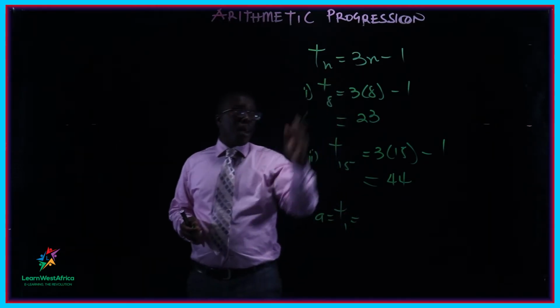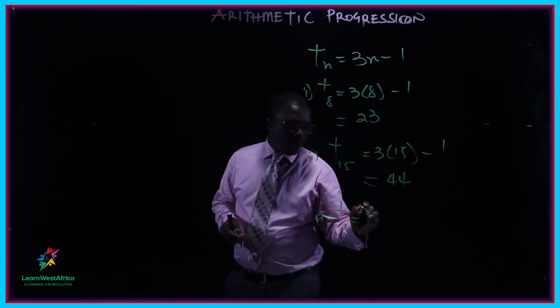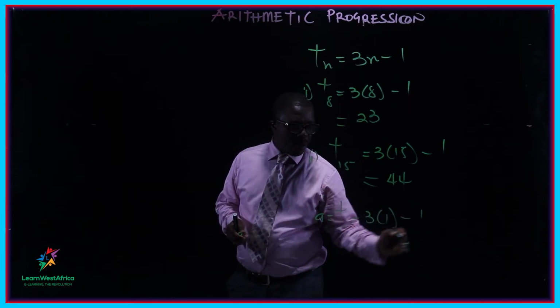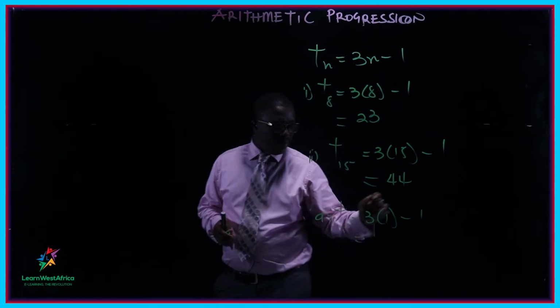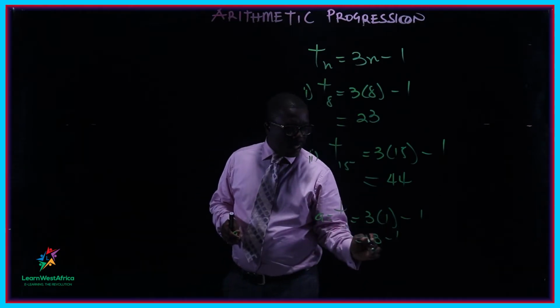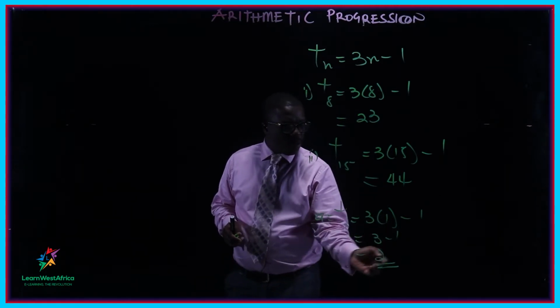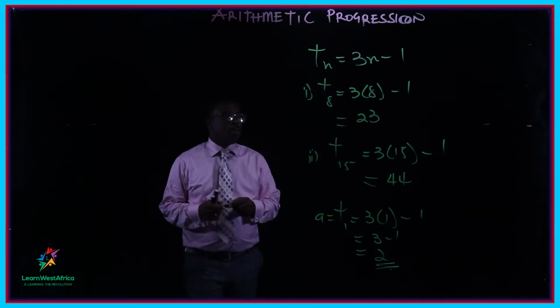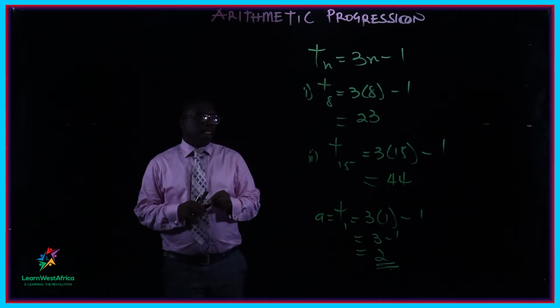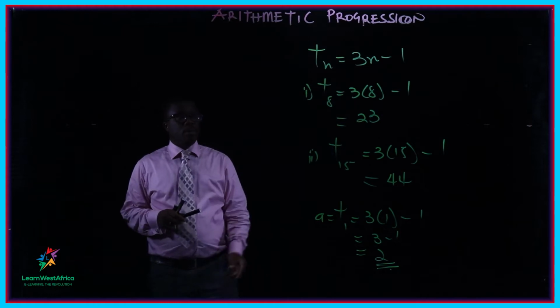So we take the general formula, then we replace n with 1. So you're going to get 3 into bracket 1 minus 1. This is going to give you 3 minus 1. And obviously, you're going to have 2 in here. Okay? So your first term, A, is 2.